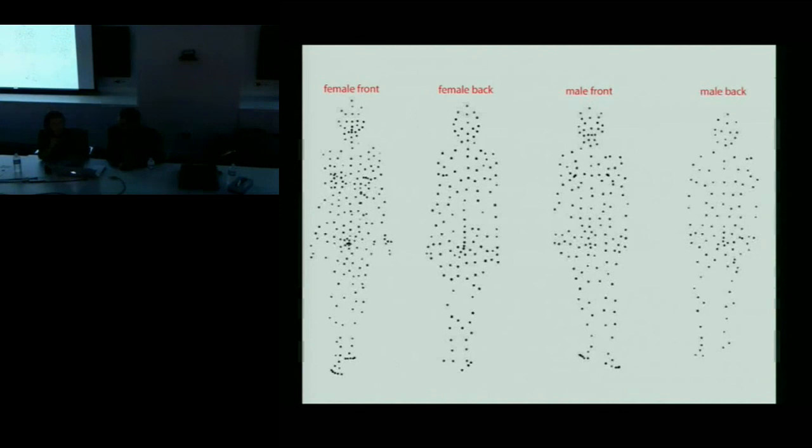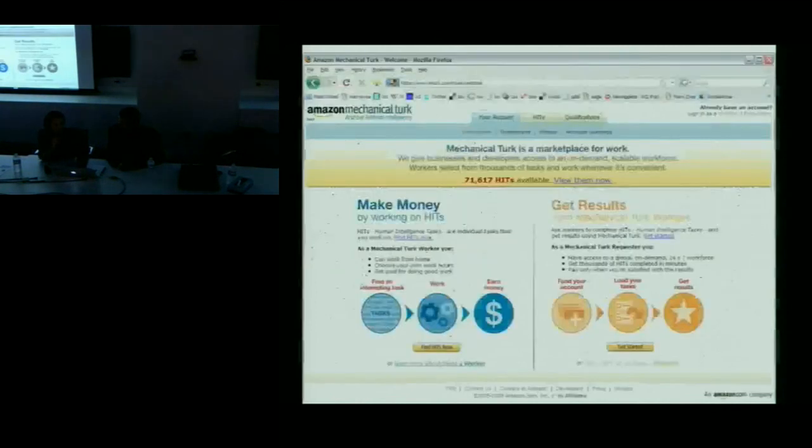So basically what we did is we decided to map hundreds of points on the human body, both female bodies and male bodies. And this is what the map looks like. And then to gather the data, we decided to turn to the web. And we used something called the Mechanical Turk by Amazon, which is a marketplace for very, very easy tasks that people get paid to do.